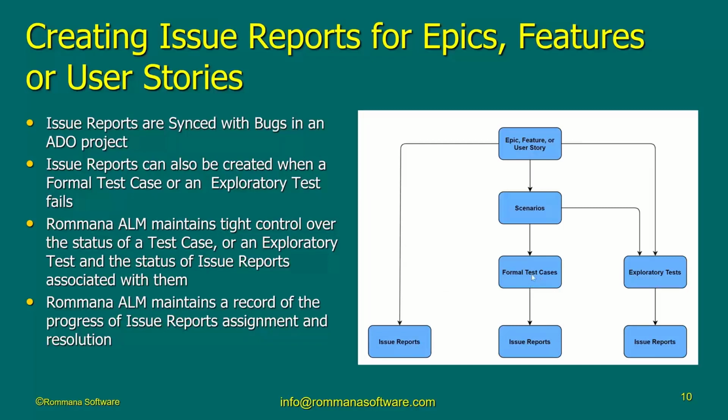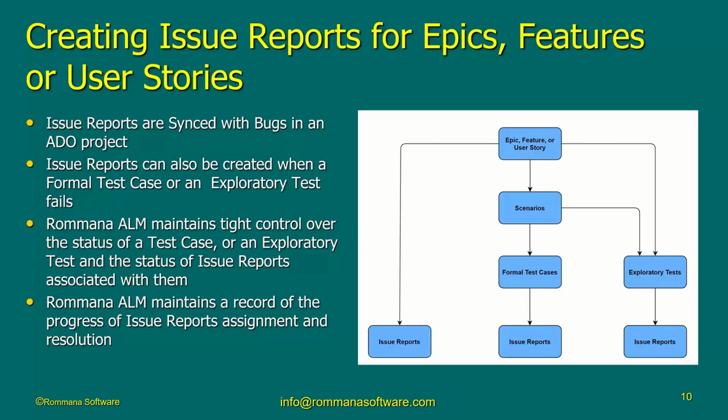Now, potentially one or more of those test cases or exploratory tests will fail. And when they fail, we can create issue reports. So you can create issue reports within Rommana ALM for an exploratory test, or for a formal test case. Or you can actually create an issue report for an epic, a feature, or a user story directly without having a test. Of course, that's not the best practice, but I've seen people doing it, and ADO allows you to do it. ADO allows you to put your hand on a user story and create an issue report.